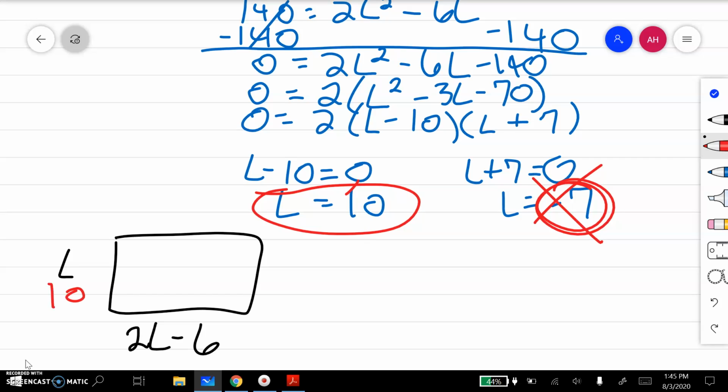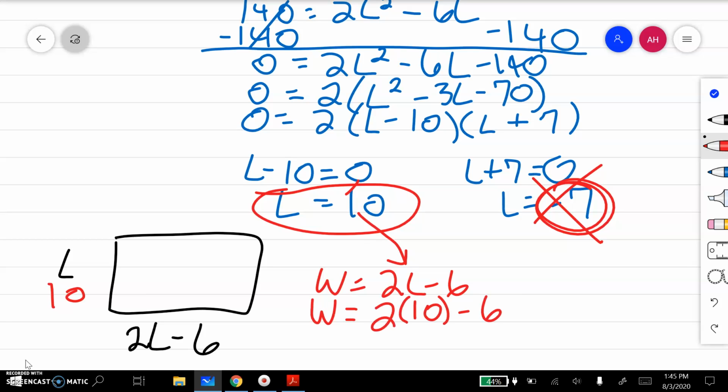Okay, that's great, but it asks us for the dimensions, so we also need the width. So the width we know is 2L minus 6. So I'm going to take that 10 and substitute it in for the length. So we have 2 times 10 minus 6, which is 20 minus 6, and we get 14.